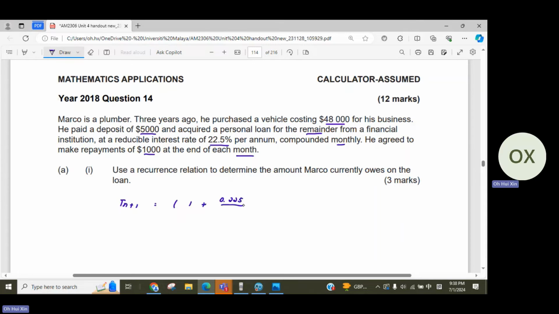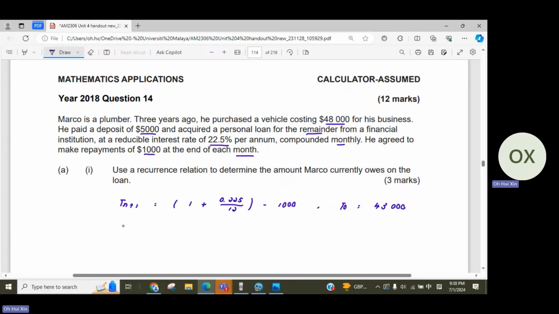So 0.225 over 12. Make sure that you change the interest rate to decimal. As he repays $1,000, that's where the amount he is currently owing decreases. And then we have T0. That's the part that needs to be a bit careful. He purchased the vehicle with 48,000, but he already paid the deposit of 5,000. So that's why the amount that he borrowed as the loan will be 43,000.